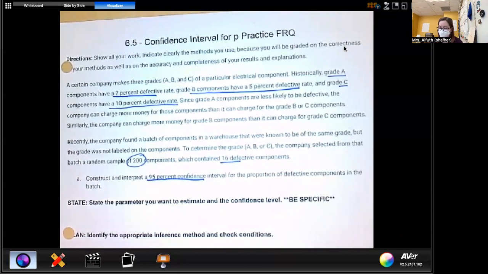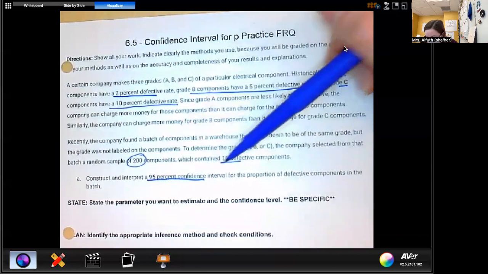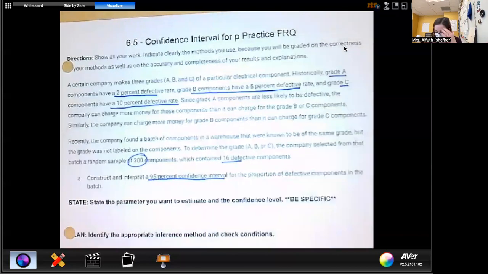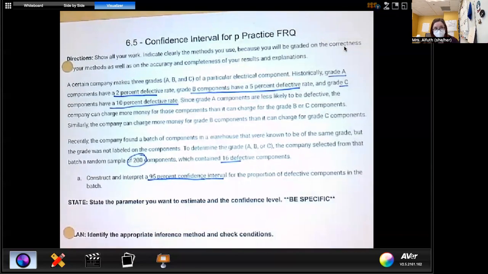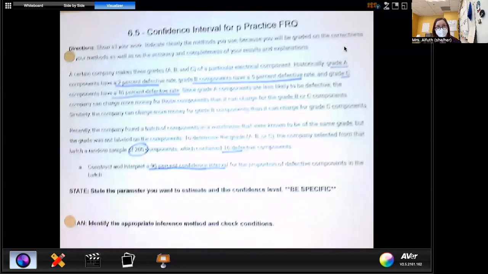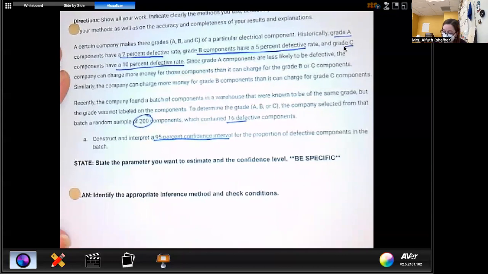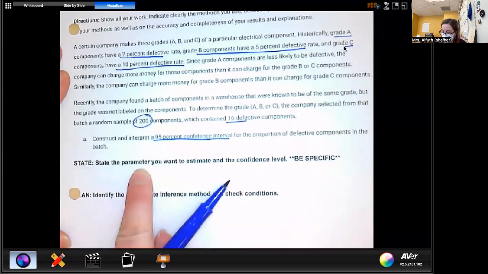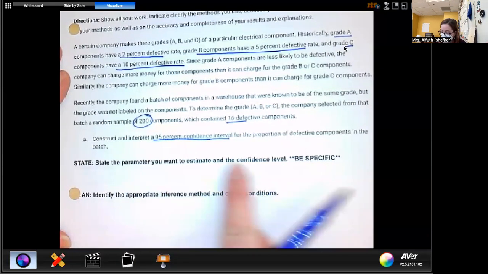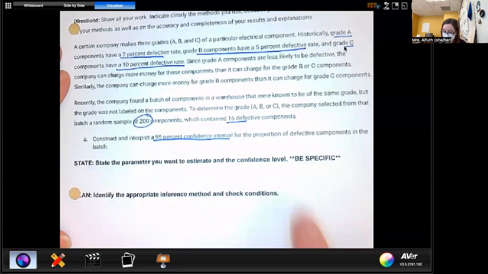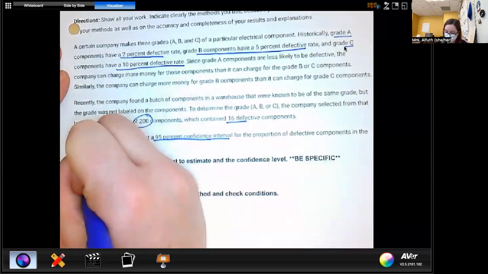So when we're asked to do this 95% confidence interval, immediately we should think, oh, I need to do my state, plan, do, conclude. So we're going to go through that now. To state, we want to state the parameter we are estimating and the confidence level, and we want to make sure we are being specific here.